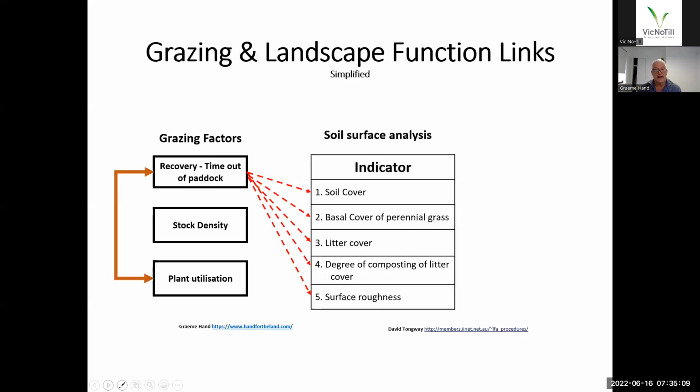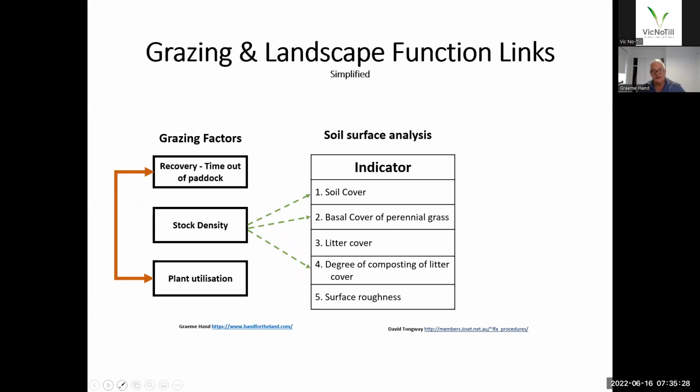Just quickly, as you increase recovery, you increase those soil surface indicators. You increase recovery, so time out of the paddock, cover, basal cover and litter increase, as does the degree of composting. It also allows the basal grasses to grow and gives more surface roughness.